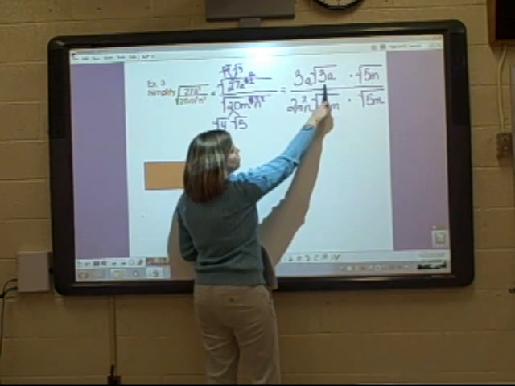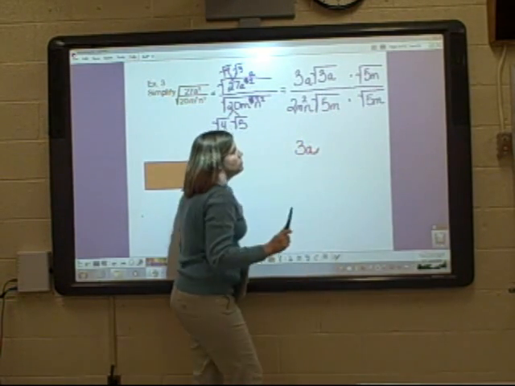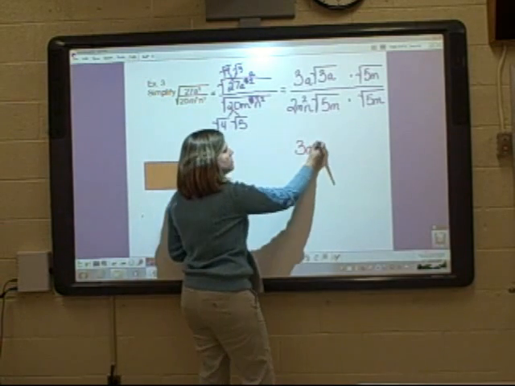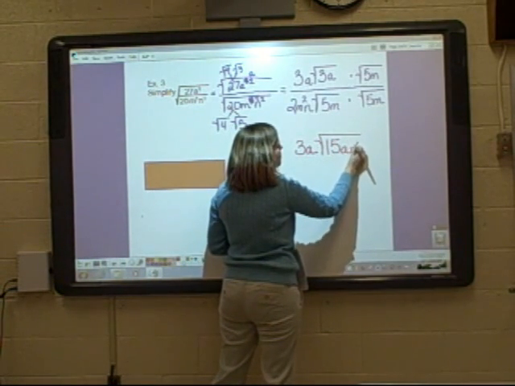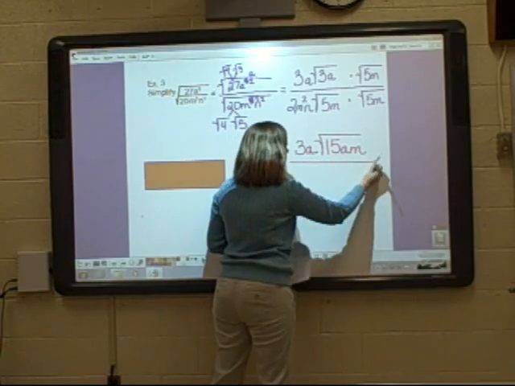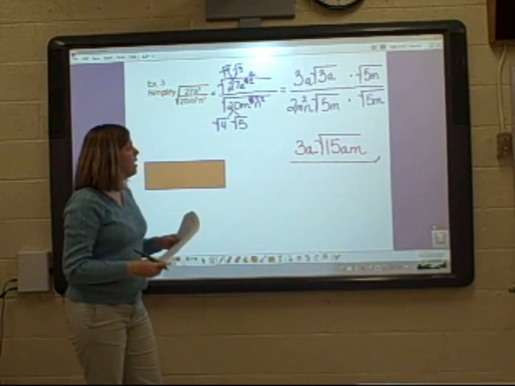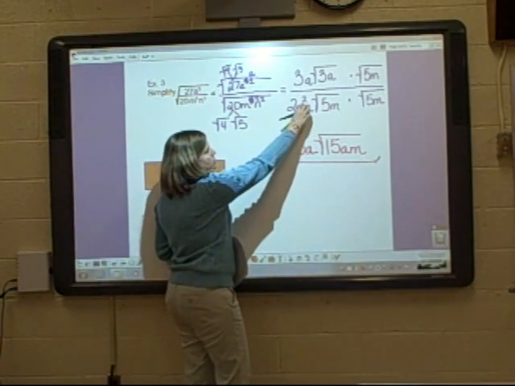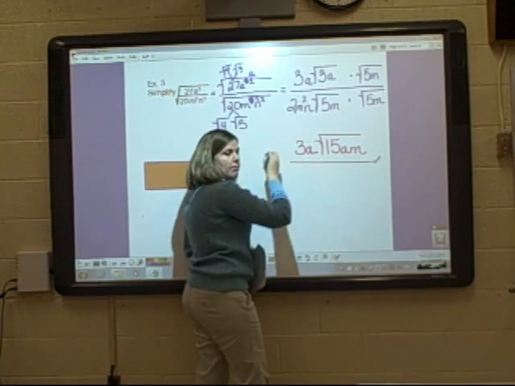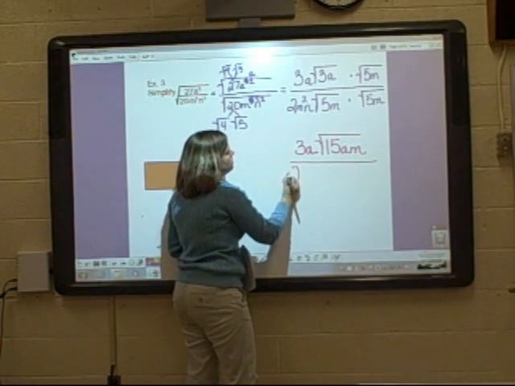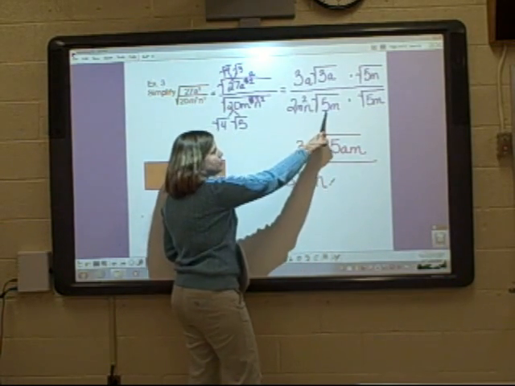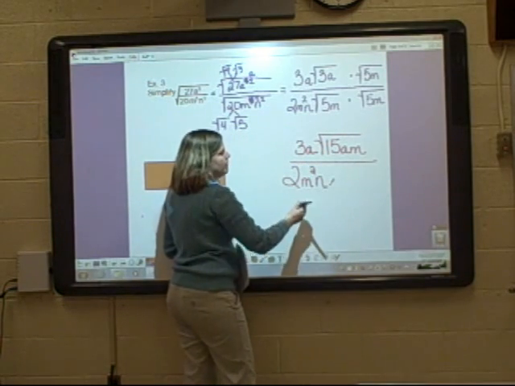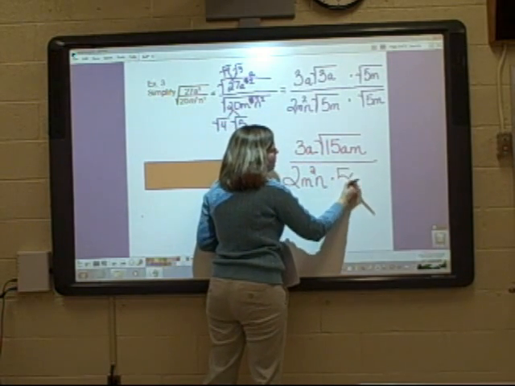The square root of 3a times the square root of 5m would give me the square root of 15am. And in the denominator, 2m squared n would be multiplied by my imaginary 1, so 2m squared n. And the square root of 5m times the square root of 5m is just 5m.